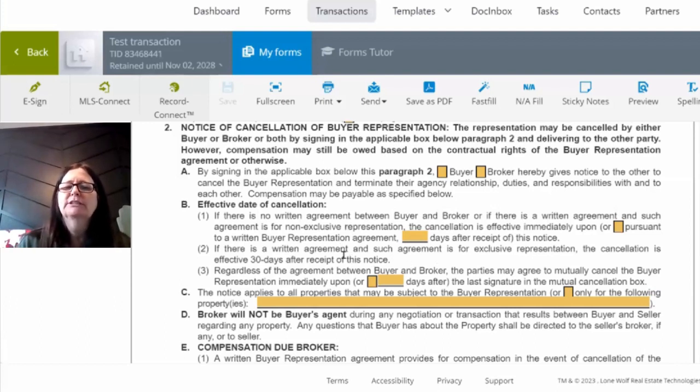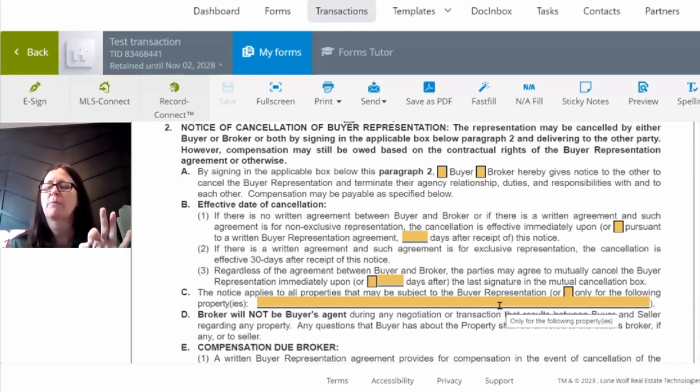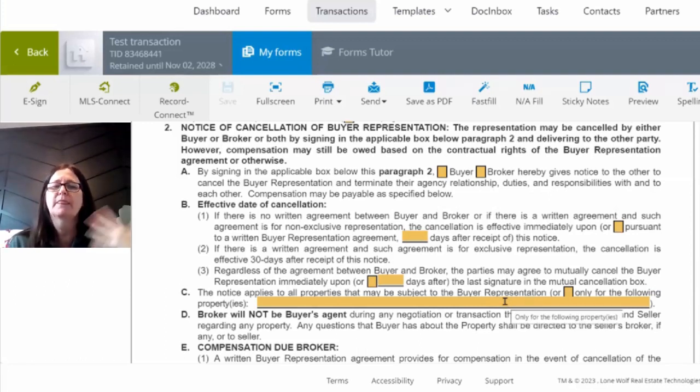Regardless of whether it's exclusive or non-exclusive, both parties can instead agree to mutually cancel the buyer representation either immediately or a certain number of days after the last signature. So we have options here. And then let's see, this notice can apply to all properties that are subject to buyer representation, or it can apply only to the following properties. So I'm not sure why you would cancel only certain properties, but there's that option to do that.